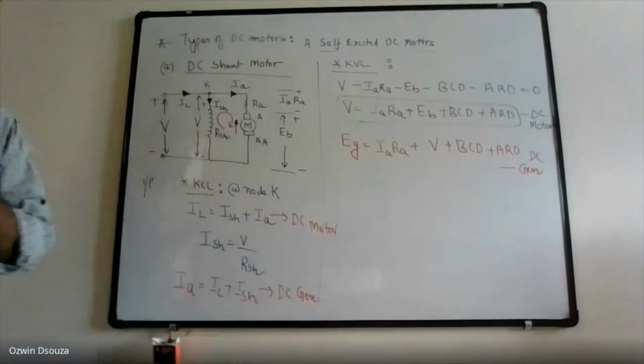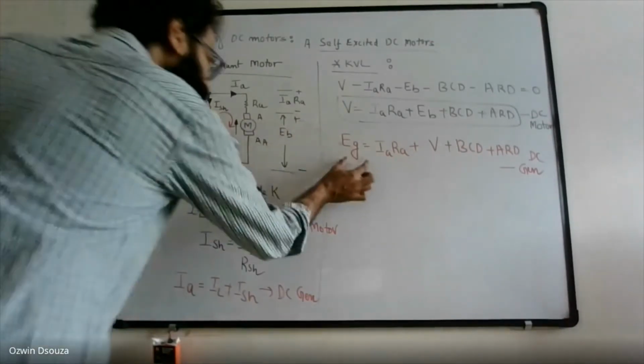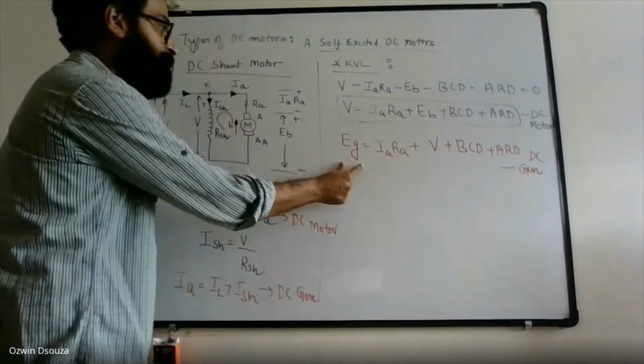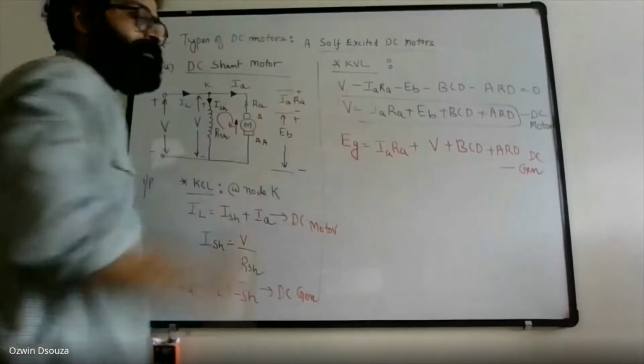This way you can clear your doubts about motor and generator. You see, only one term is going to change. A generator generates electricity, hence voltage. A motor takes electricity, hence voltage.